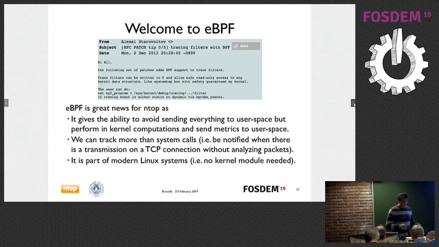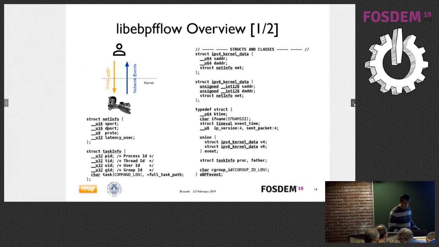Furthermore, because the code is executed inside the kernel, we can compute metrics and send to user space only the things that are needed, and avoid sending all the information we can collect. Both these features give us a great savings in terms of CPU usage. Furthermore, BPF has another key feature: it doesn't need the installation of another kernel module, but is embedded in the modern Linux kernel versions. So this is very great.